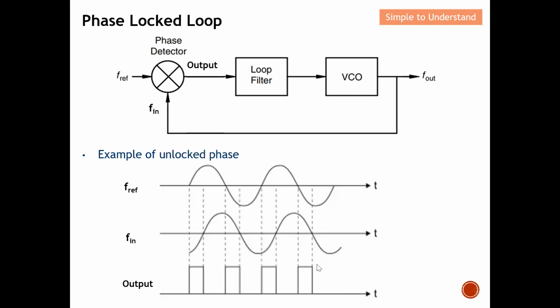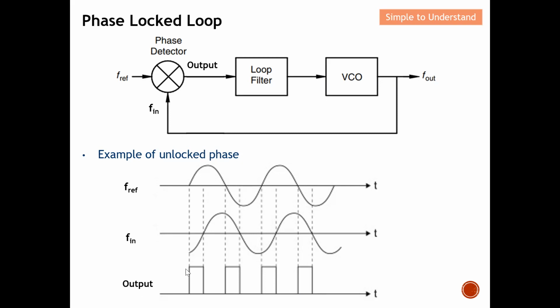So another example will be the unlock phase. Unlock phase means that for F reference and F in, there is some slight phase difference. Again, from here you can see that the difference is highlighted at the output of the phase detector. So in short, if you don't see anything at the output of the phase detector, it means that F reference and F in are in phase.